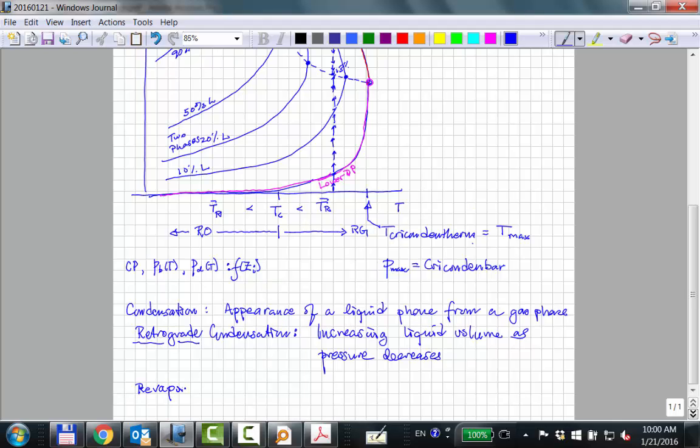It's not talked about too much, but that would be below the dashed line, where the liquid volume decreases as pressure decreases. Okay?